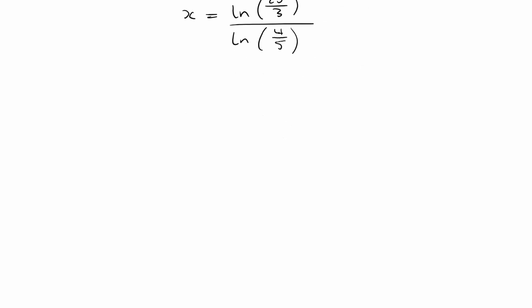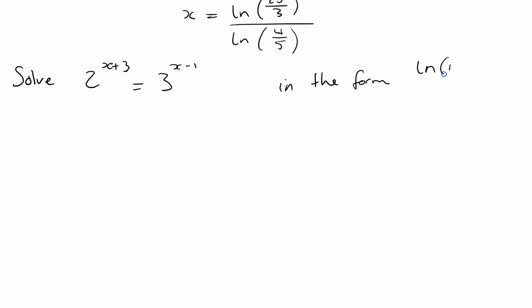Last one then. This one is going to require a specific form. So it is another solve. We're going 2 to the x plus 3 equals 3 to the x minus 1, and it wants our answer in the form ln p over ln q. So it's telling me to use ln. So I'm going to ln both sides.